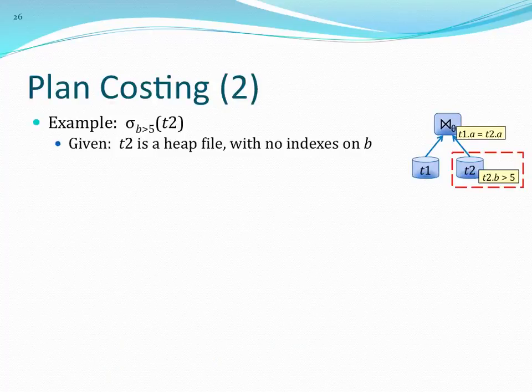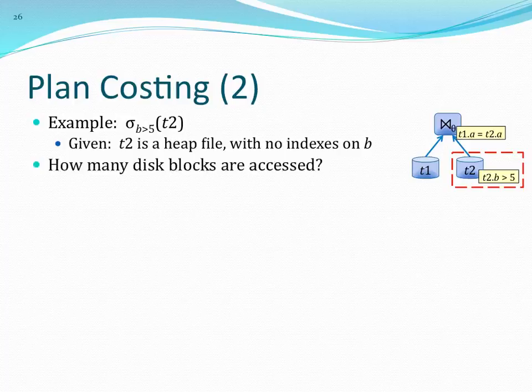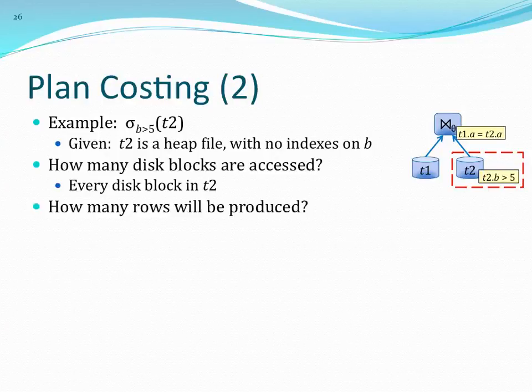So yeah, like I say here, T2 is a heap file with no indexes on B. How many disk blocks are accessed? Should be pretty obvious, right? Even if I only have like 10 rows where B is greater than 5, I still have to look at all the rows in T2. So I still access all the blocks in T2. How many rows will be produced?